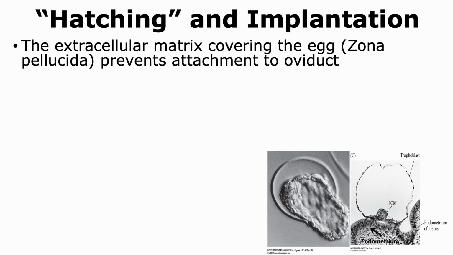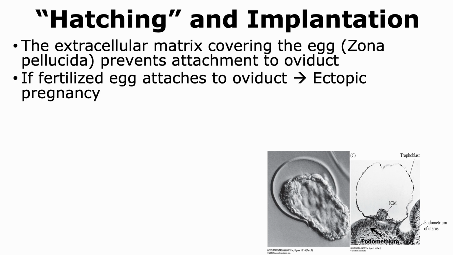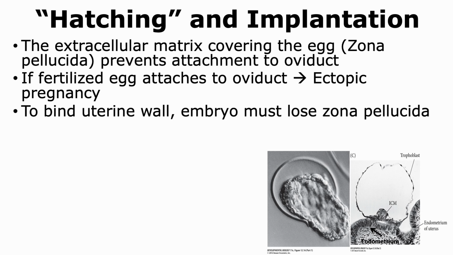Now, the developing embryo still has the extracellular matrix that covered the egg, which is called the zona pellucida. The zona pellucida prevents attachment of that embryo to the oviduct. If the fertilized egg attaches to the oviduct, that is when we have ectopic pregnancies. And ectopic pregnancies can be quite threatening to the mother. And hence, organisms do not want to have fertilized eggs attached to the oviduct and develop there. So, that is when the fertilized egg makes its way to the uterus, and the zona pellucida prevents attachment to any part of the reproductive system.